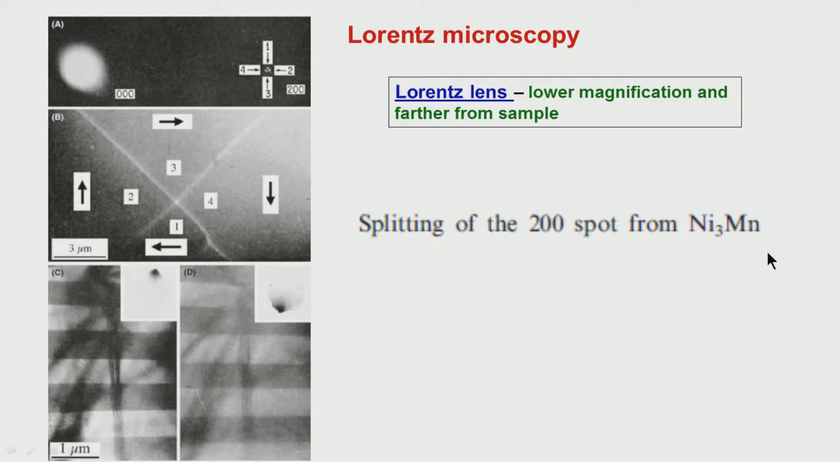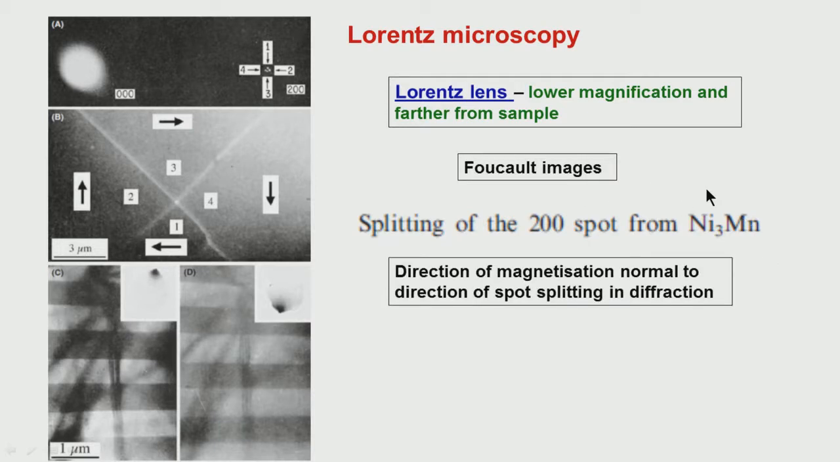When we do, these images give the distribution of the magnetic domains. This is in the case of a nickel 3. These images are called Foucault images. Generally, the direction of magnetization is normal to the direction of the spot splitting in the diffraction pattern.